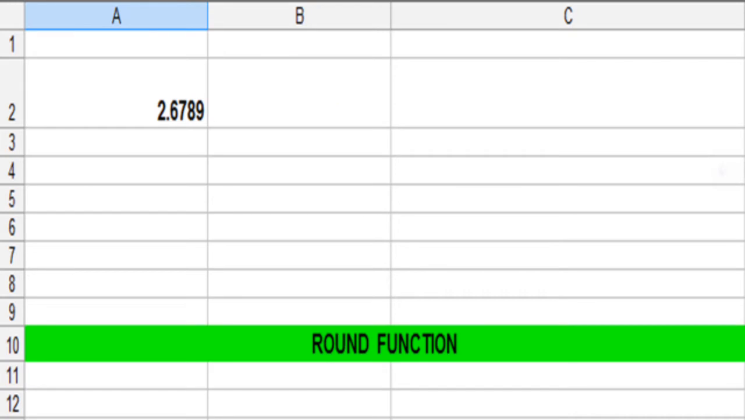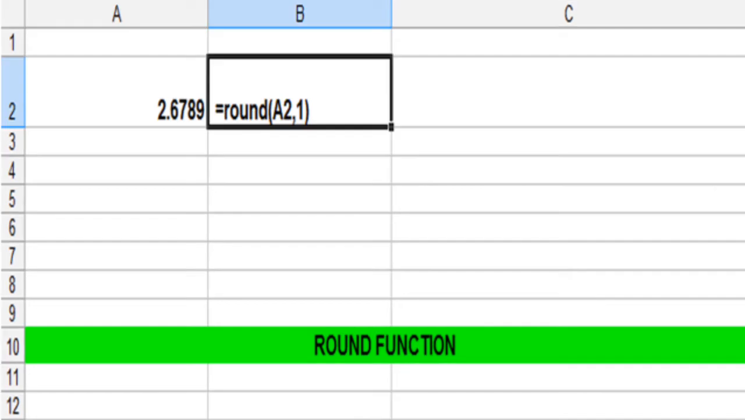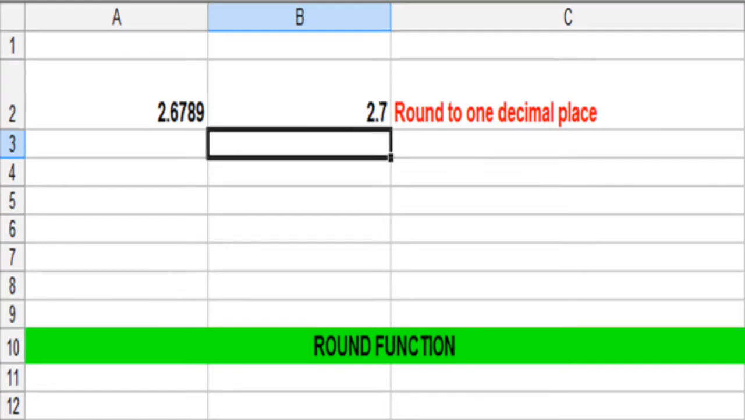The number 2.6789 contains 4 digits after the decimal. Now we want to round the value not before the decimal but after the decimal. Round to 1 decimal. The formula is equals ROUND(A2, 1). A2 contains the number. 1 represents the number of digits to which you want to round the number. Press enter. Rounded to 1 decimal place.